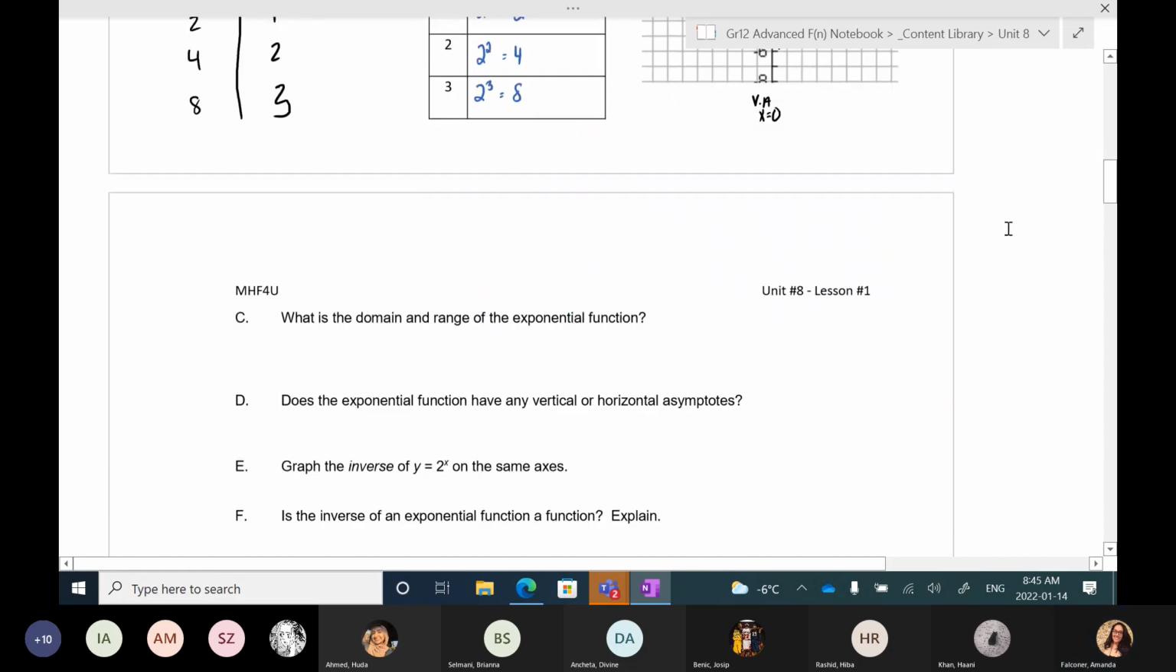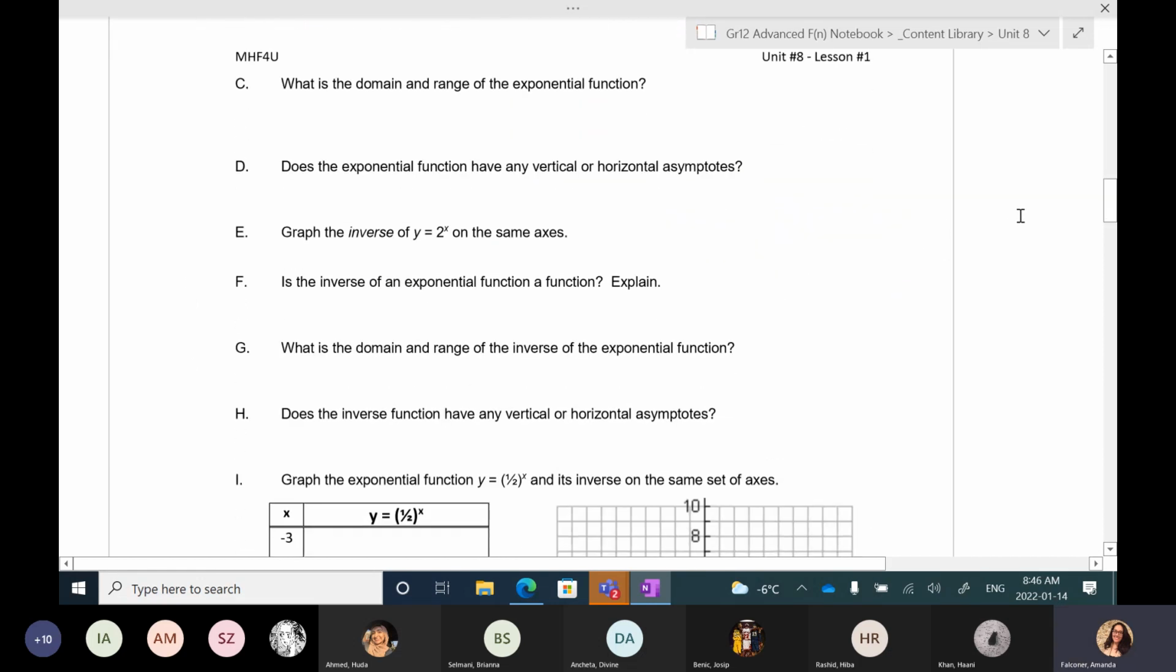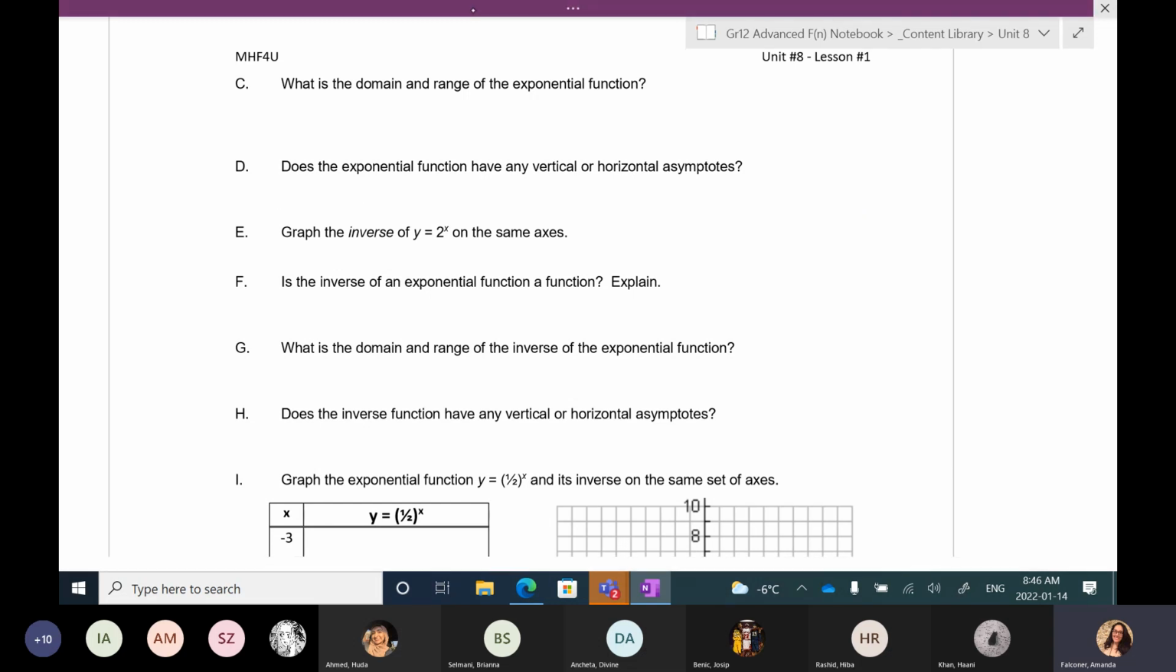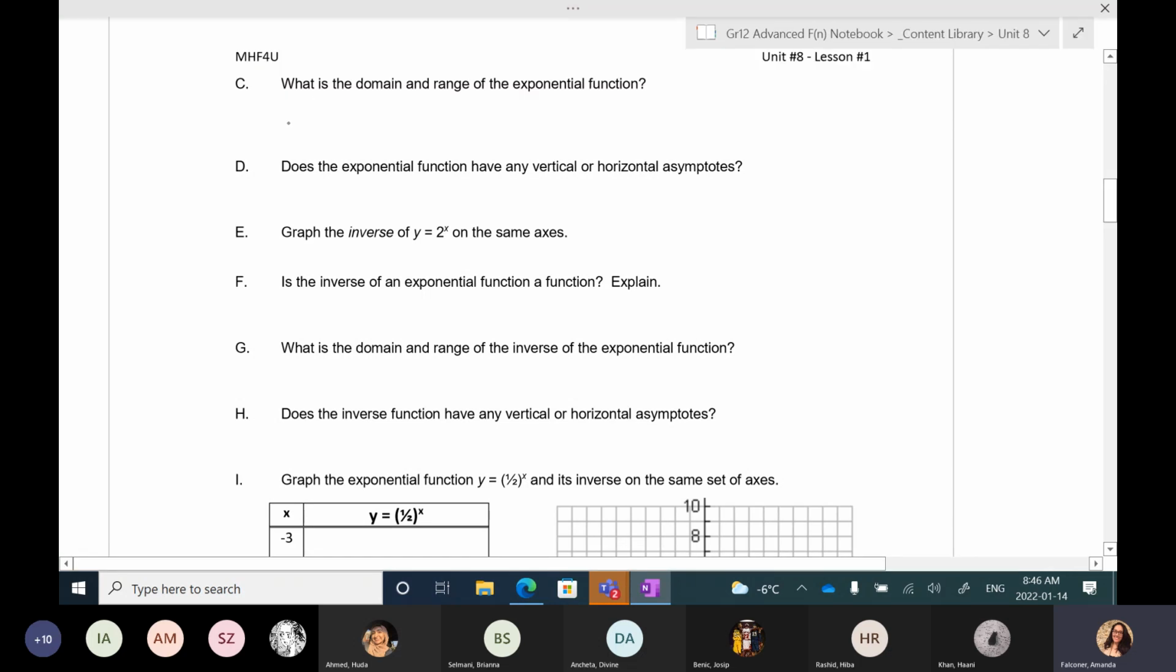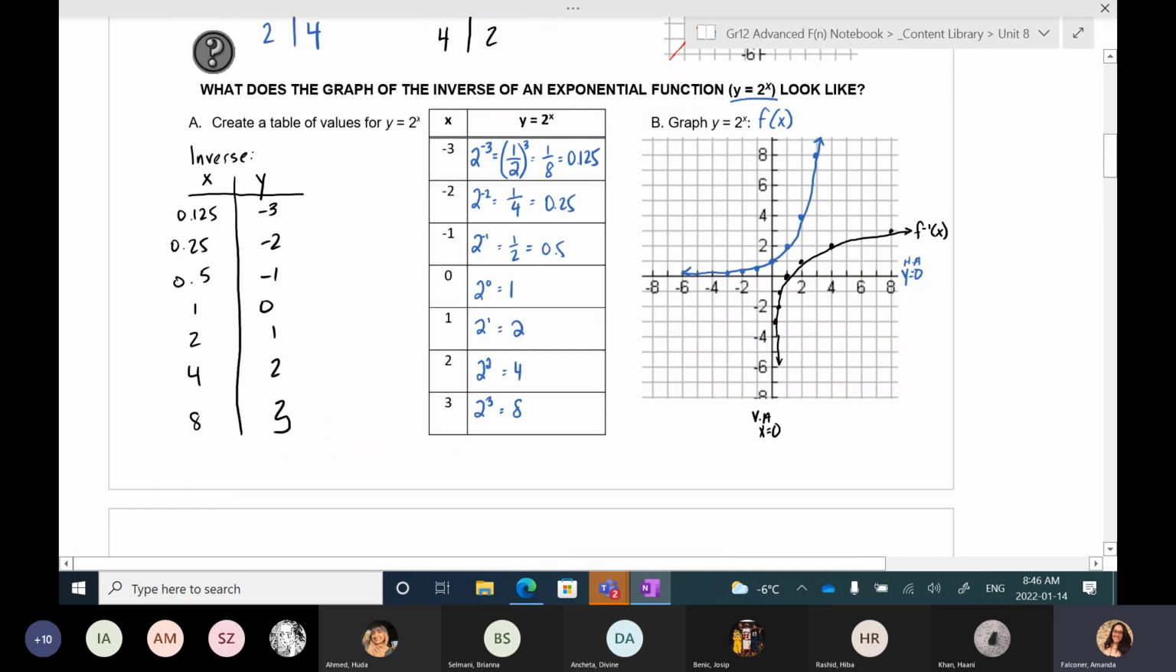So next, what is the domain and range of the exponential function? Okay, so this is like the original in blue. I'm just going to put these answers all in green. My domain of the original is x is an element of the real numbers, and the range is y is an element of the real numbers such that y's are greater than 0. Let's double check that. If I look at the blue, yes, x is an element of the reals, and we're always going to be above the x-axis, so y's have to be greater than 0.